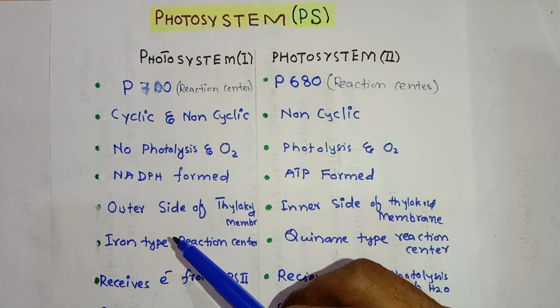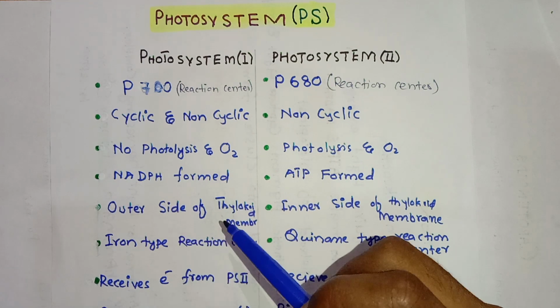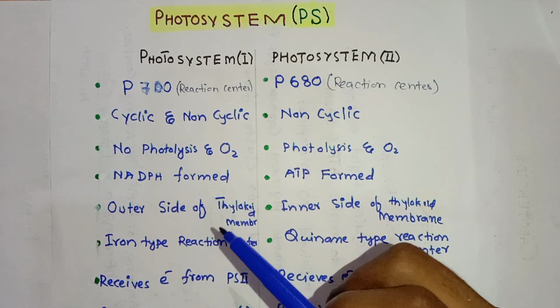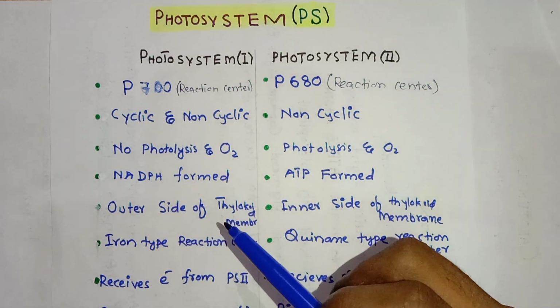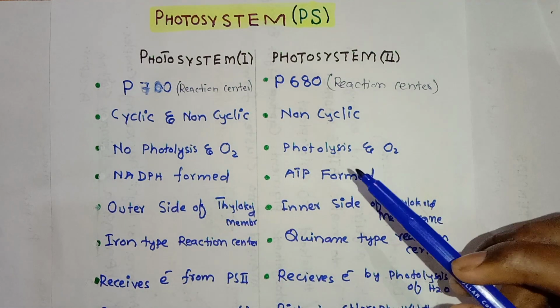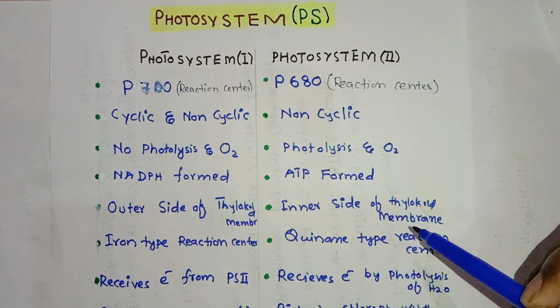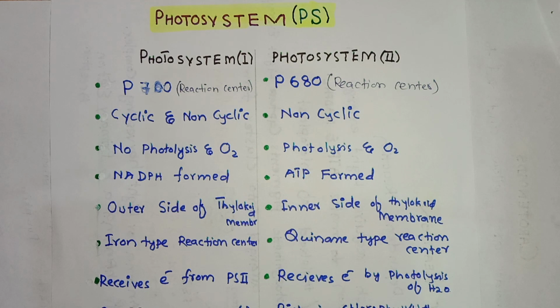As for the site of reaction, in PS1 the cyclic and non-cyclic reactions occur on the outer side of the thylakoid membrane. But in PS2 the reaction occurs on the inner side of the thylakoid membrane. Now, PS1 has an iron type of reaction center, but PS2 has a quinone type of reaction center.